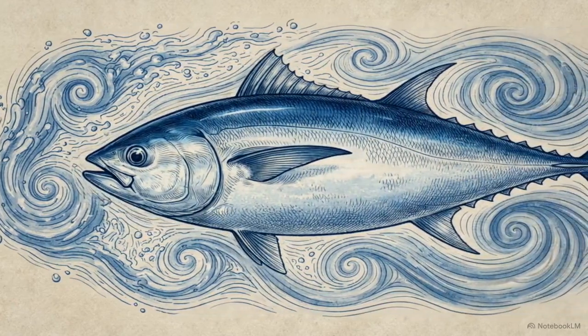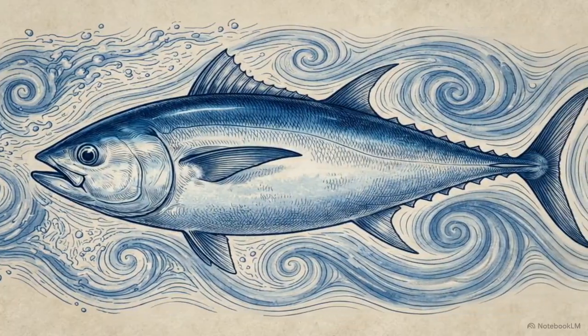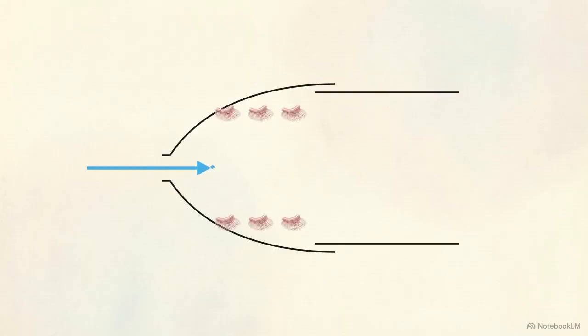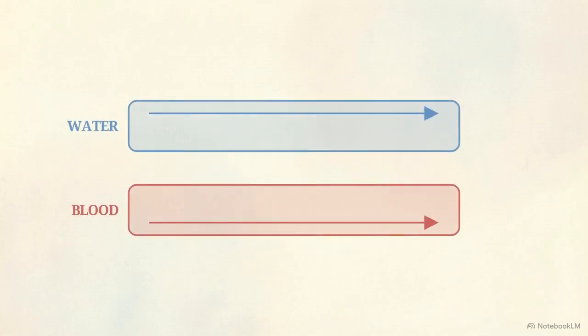Water is dense, viscous, and holds much less dissolved oxygen than air, meaning the fish must be far more efficient at extraction than a mammal. To maximize flow, water moves in a single direction. It enters through the mouth, passes over the gill arches, and exits through the operculum. This unidirectional flow is the foundation for a highly efficient exchange system.